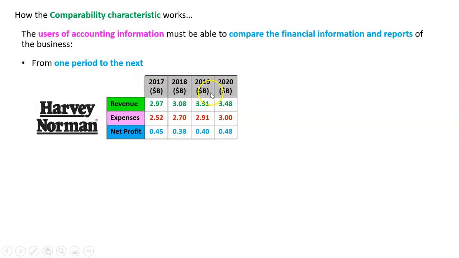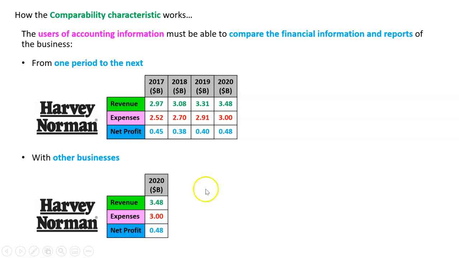Now, if we always treat things the same way and always set them out the same, we can also compare that to other businesses. So again, this is real-world data. I just got it from the ASX website. All these businesses have to publish it. Here's the 2020 results here for Harvey Norman. Is that good or bad? Well, we said over time, we can see it's going quite well. Is it good or bad compared to its competitors?